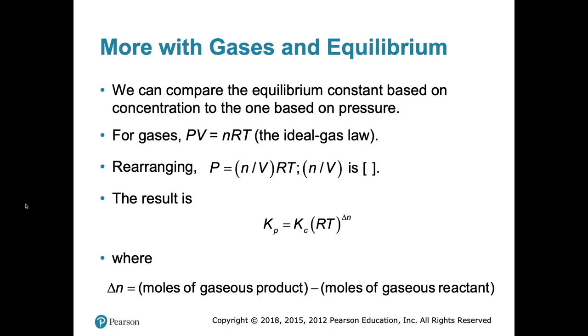Ideal gas constant. You're crazy, Mary. It is 8.314.